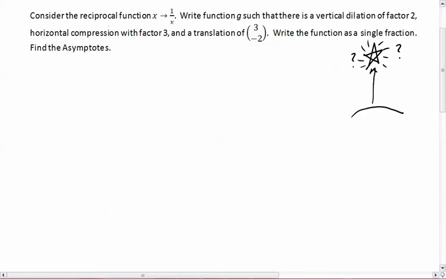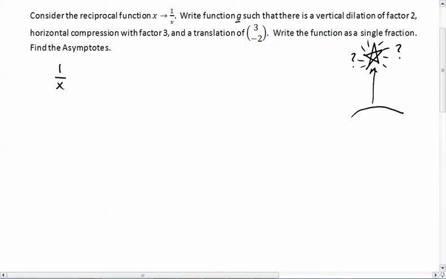So let's go. Here we have, consider the reciprocal function 1 over x. Write a function g, so we're writing g of x, such that there is a vertical dilation of factor 2, horizontal compression with factor 3, and a translation of (3, negative 2). Write the function as a single fraction and find the asymptotes. All right, so the first thing that we're going to do is go through and do each of these dilations, compressions, translations. Okay, so let's start with 1 over x.